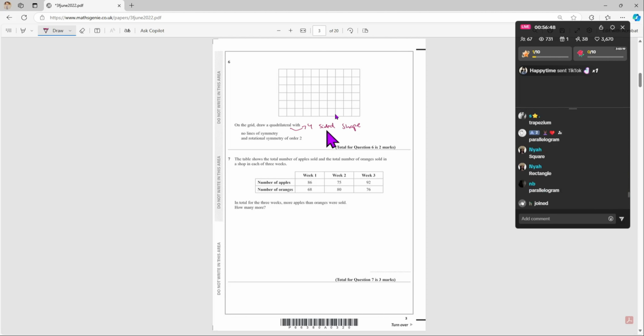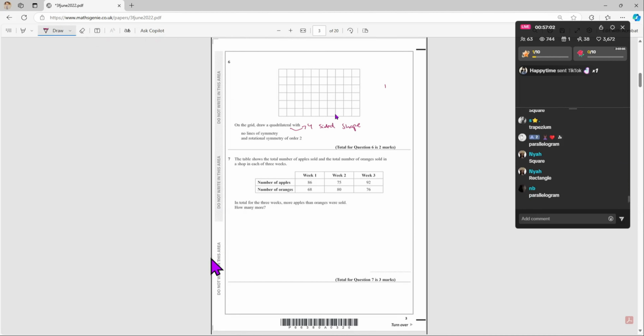So it will not be a square, because a square has lines of symmetry. So does a rectangle. A parallelogram does not have any line of symmetry, but it has rotational symmetry of order 2. Okay, so it's going to be a parallelogram. You need to know its rules. So I'm just going to draw a parallelogram like this, and it should work.